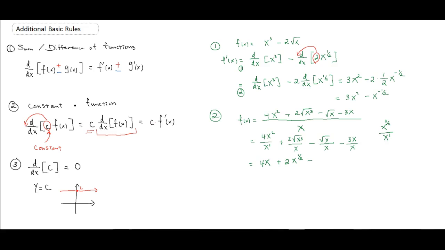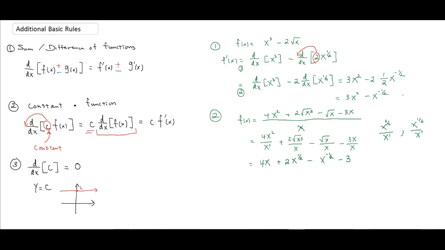minus, now that one is going to be x to the 1/2, divide that by x to the first, so 1/2 minus 1 is going to give us x to the negative 1/2, and minus, now in this case x cancels out, right, so 1 minus 1 is 0, so that's going to be 3.